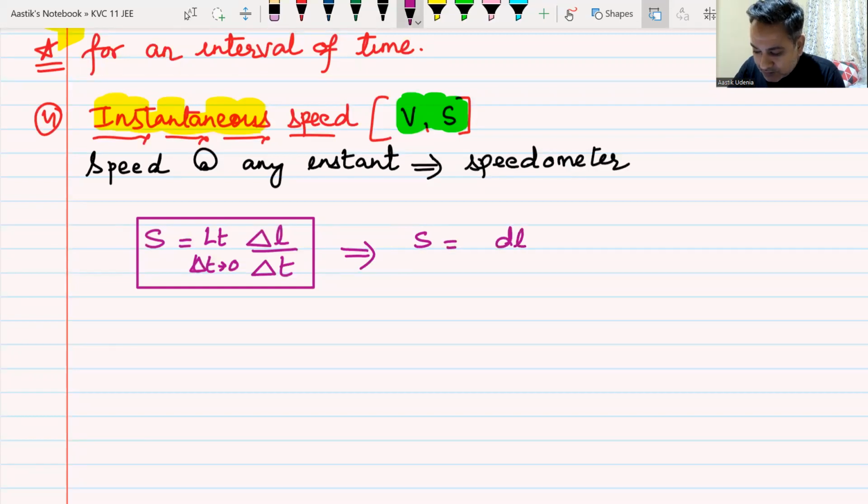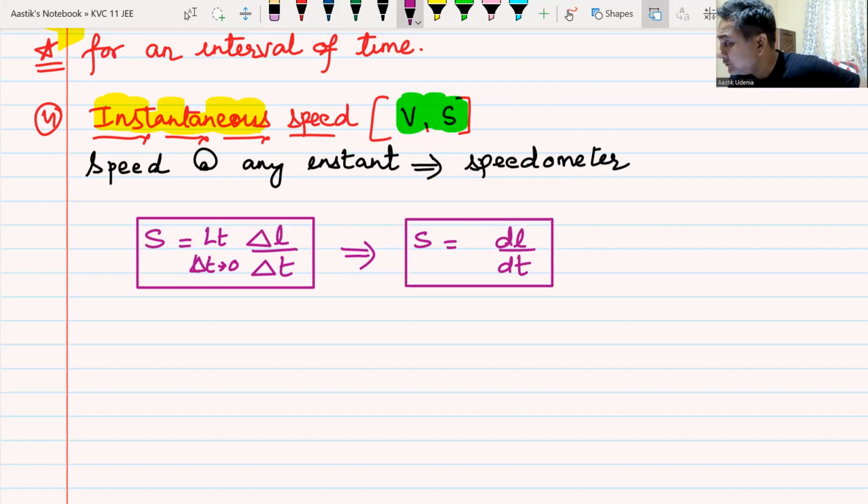dl by dt. Do you understand the meaning of dl and dt? dl means very small distance divided by very small time. Do we understand this? Or you can also call it rate of change of distance with time. That is your instantaneous speed. Do we understand this?